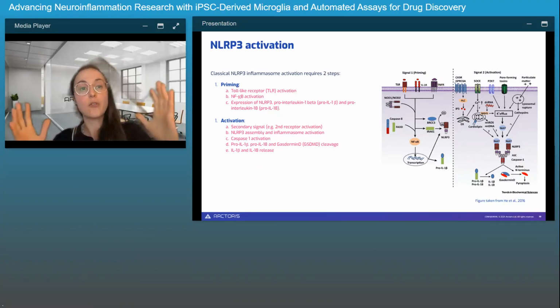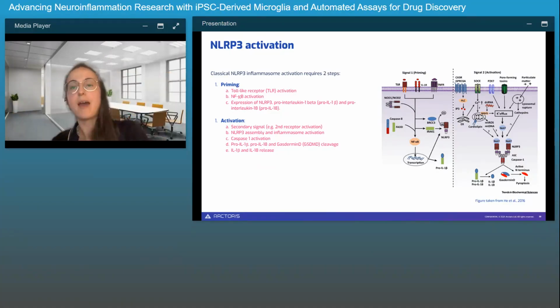So an issue with this sort of double-step activation is how do we do this in vitro?